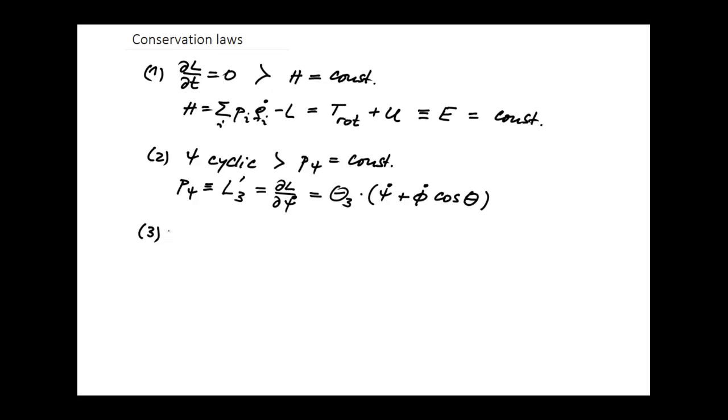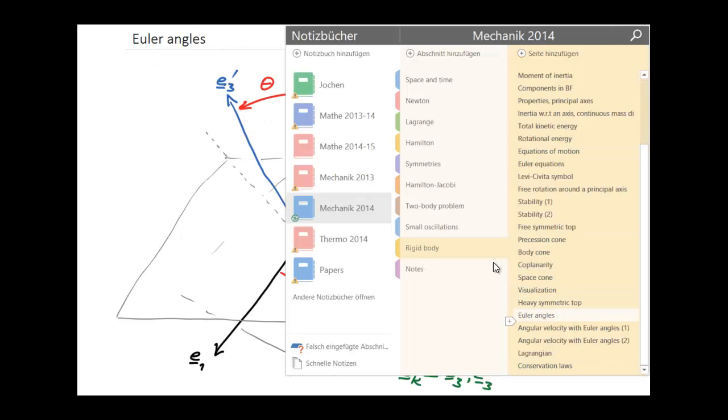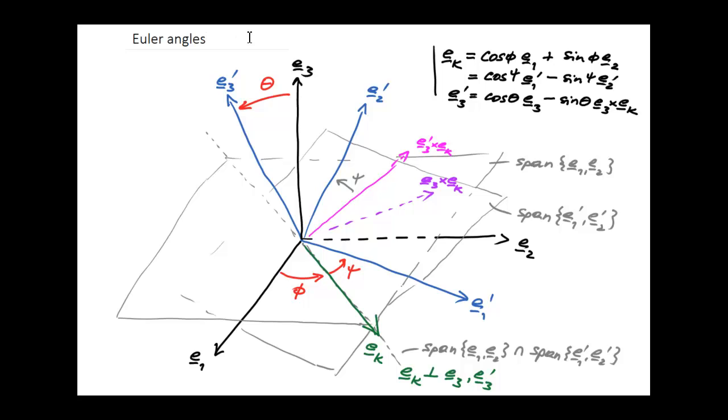Then we observed that also phi is cyclic, and therefore the generalized momentum associated with phi is also a constant of the motion. Now the angle phi characterizes a rotation around the E3 axis in the inertial frame. Again, let's have a quick look at the Euler angles. You see the angle phi down there. That's the angle between the black basis vector E1 and the green vector E_K. E1 and E_K lie in the plane spanned by the basis vectors E1 and E2 of the inertial frame. And this plane is perpendicular to E3. So the angle phi characterizes a rotation around basis vector E3.